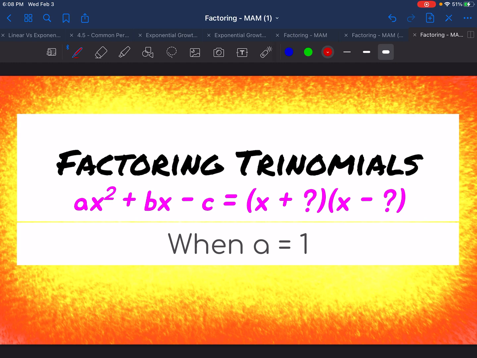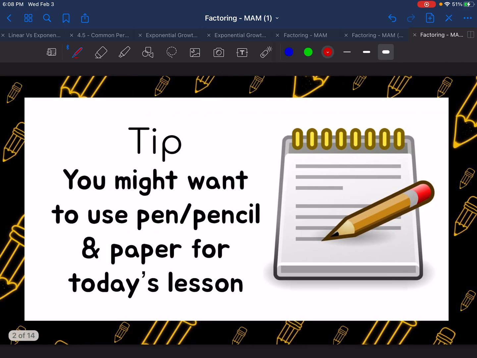Hey guys, welcome back. Today we're going to continue factoring trinomials, only this time we're going to look at situations where a negative number is involved. You might want to use a pen and paper for this lesson just like last time, so pause the video and go grab that. Now let's get started.